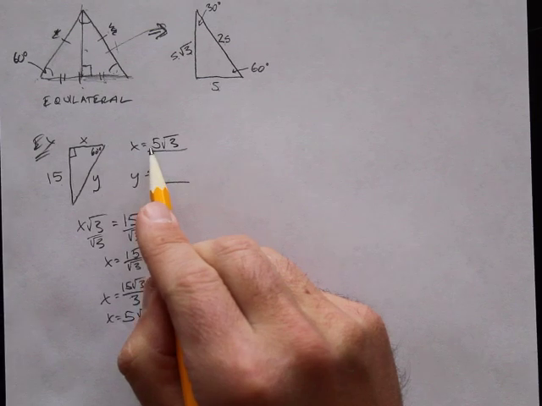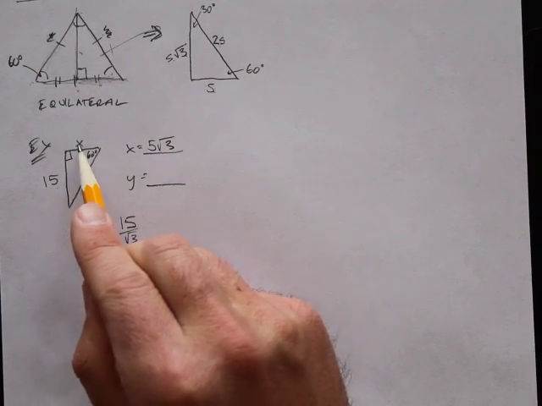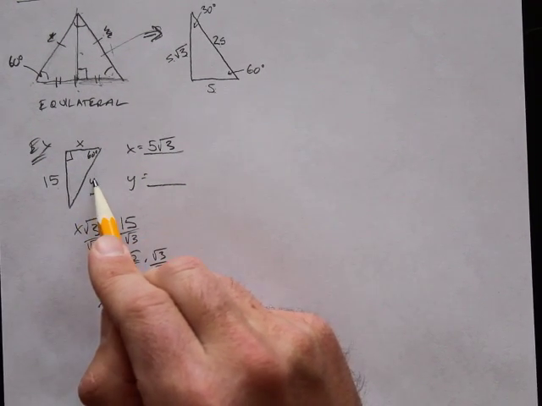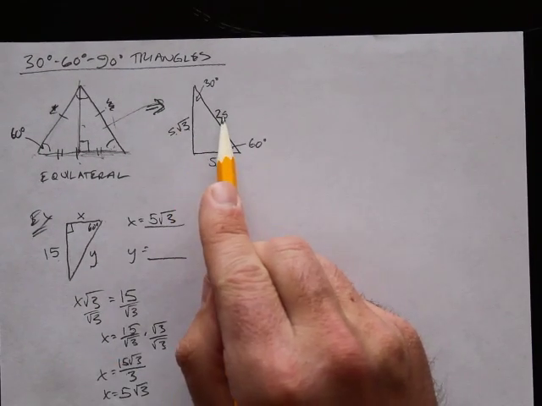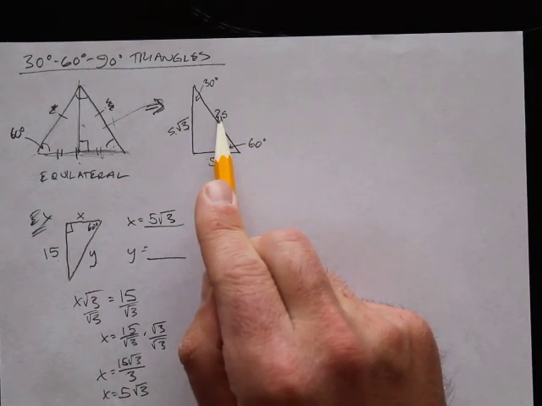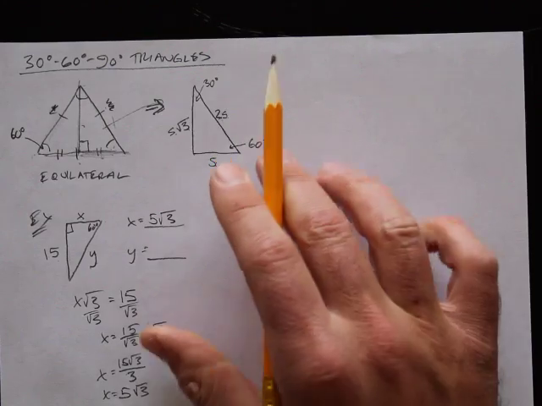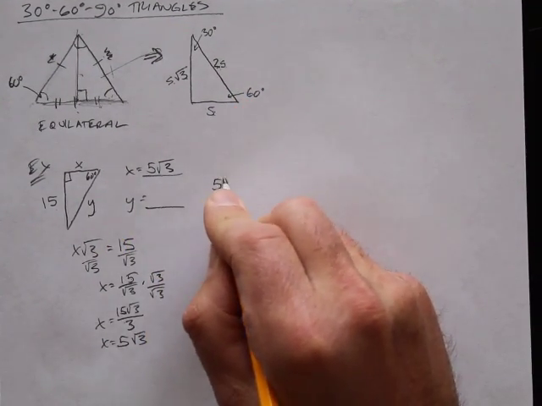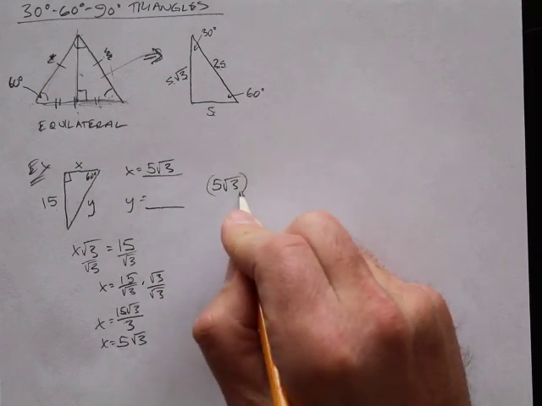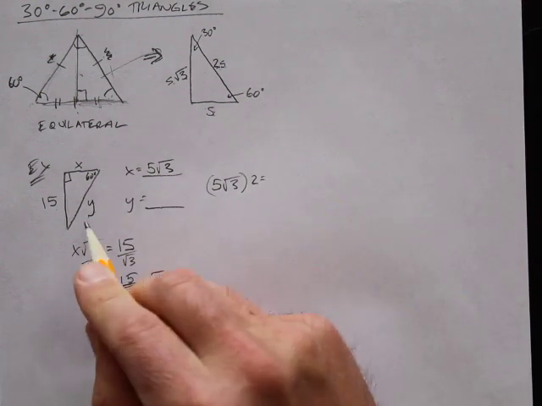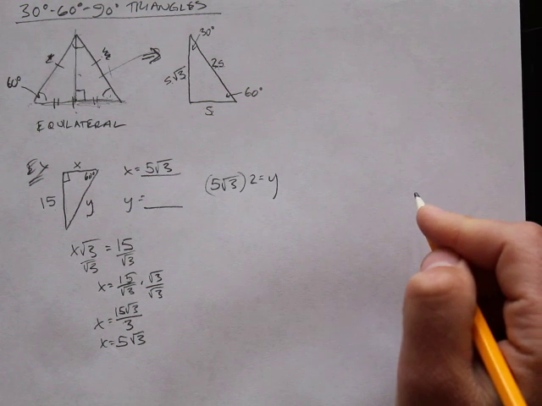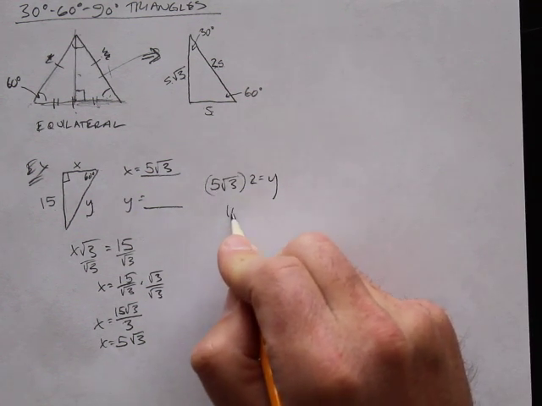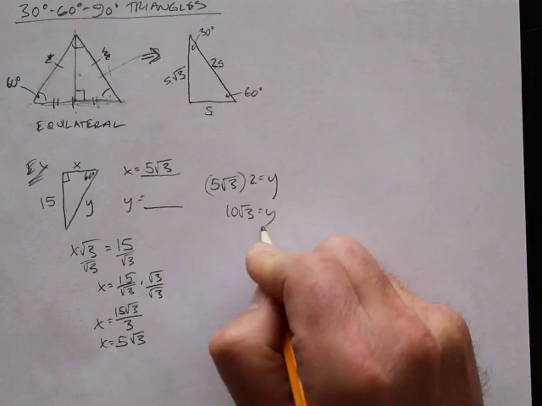Now, since this is the smaller side, I can use that to find the hypotenuse. Remember up here, the smaller side times 2 is the hypotenuse. So I say the smaller side, which is 5 times the square root of 3, times 2, that's going to get me my hypotenuse, which is Y. 2 times 5 is 10. 10 times the square root of 3 equals Y.